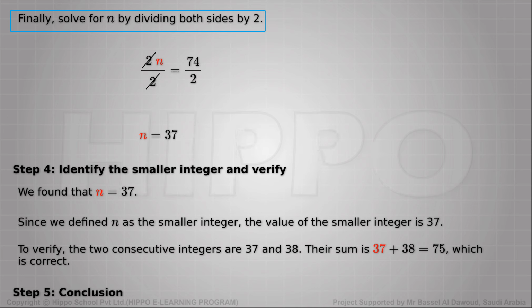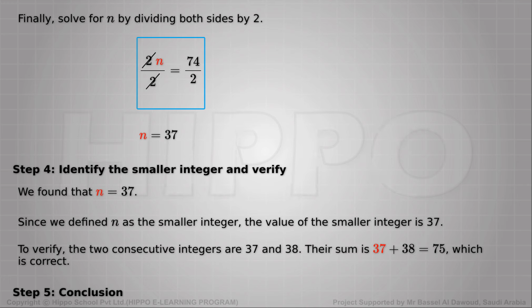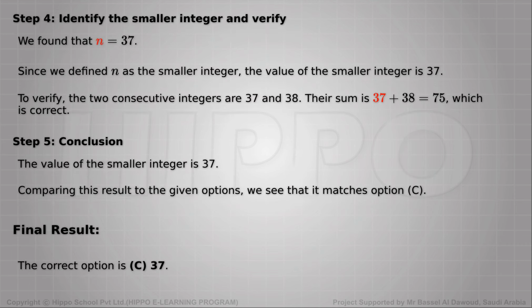Remember, 2n means 2 times n. To undo the multiplication, we do the opposite. We divide. We need to divide both sides by 2 to get n alone. On the left side, the 2's cancel out, leaving just n. On the right side, we have 74 divided by 2, which is 37. And there we have it. Excellent! We found that n equals 37.